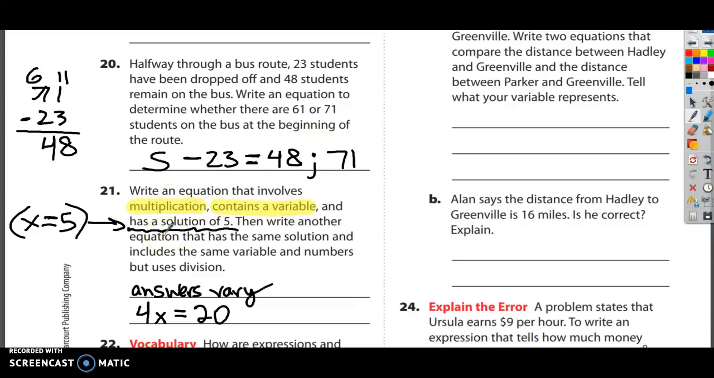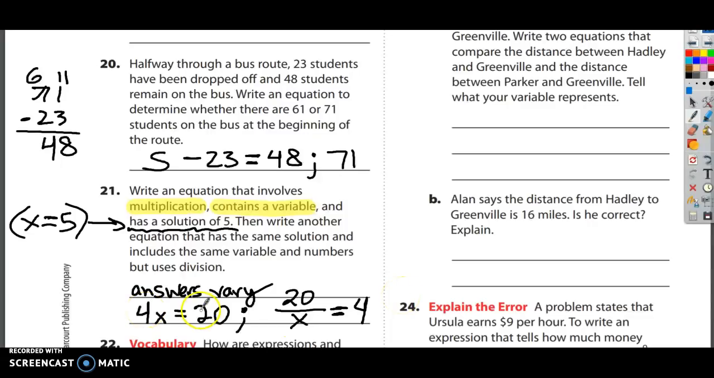Got it. Then write another equation that has the same solution, includes the same variable and numbers, but uses division. Well, I can do the same thing here. But the difference is that if this is division, I have to divide 20 by x to get what? Well, if x is equal to 5, and I put a 5 right here, 20 divided by x would be 4.